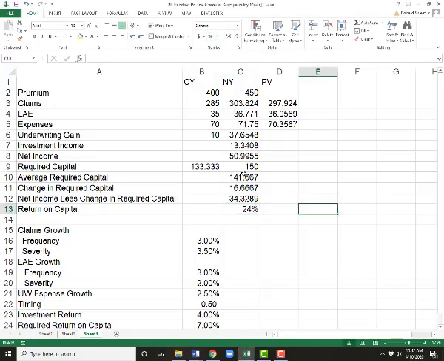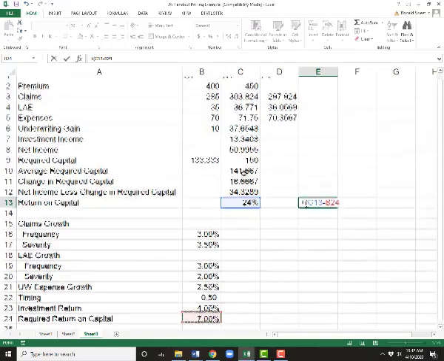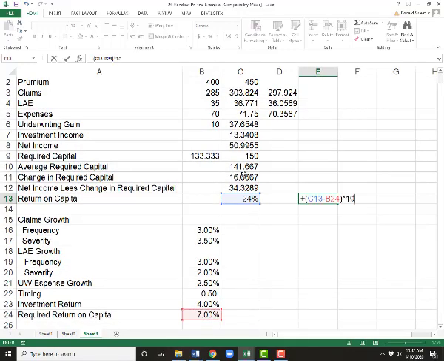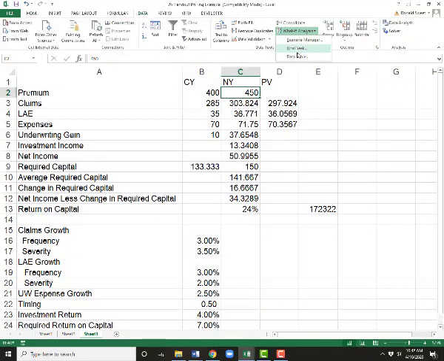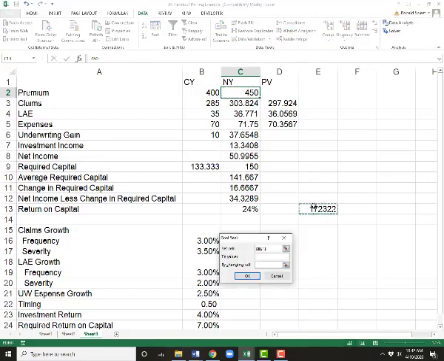And so over here, I'm going to take the return on capital minus the required return on capital, and then I'm going to multiply that by, say, a million, just so I get a big difference. And so what I'm going to do is data, what if, goal seek. I want to set that difference equal to 0 by changing my premium.